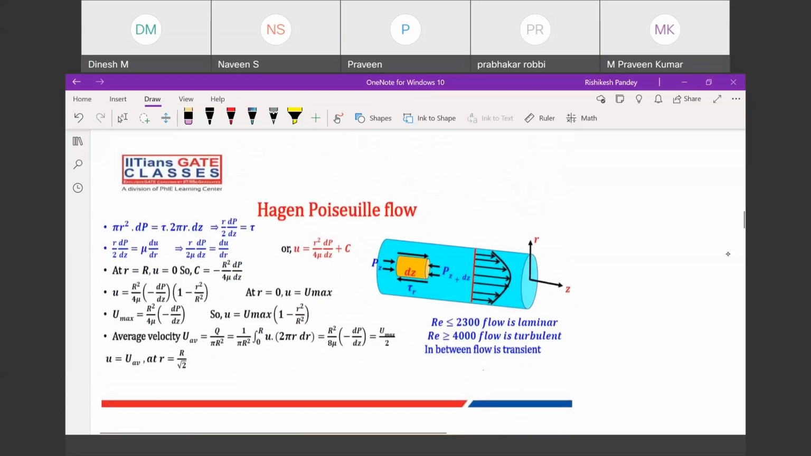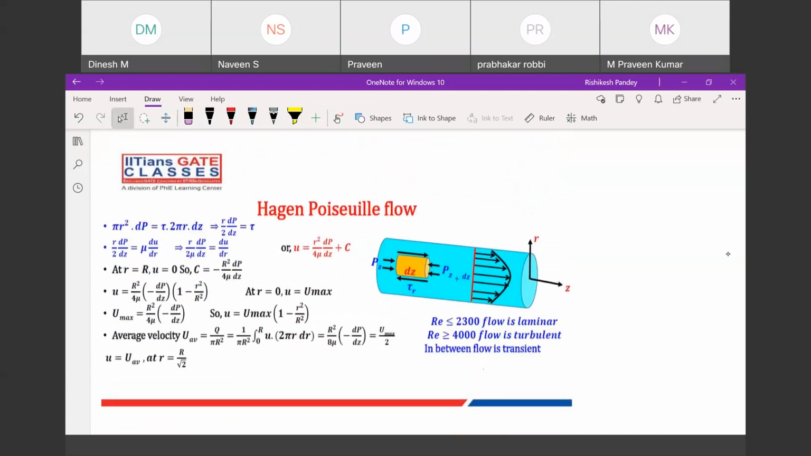Now next is Hagen-Poiseuille flow. Here I have already stated that we'll have to consider cylindrical coordinates. So again, a small derivation we can do. We can consider a fluid element, what you can see in general books, but here the fluid element looks like a small cylinder. Again, we will consider the pressure. Pressure here will be P, and at z plus dz it will be P plus dP.